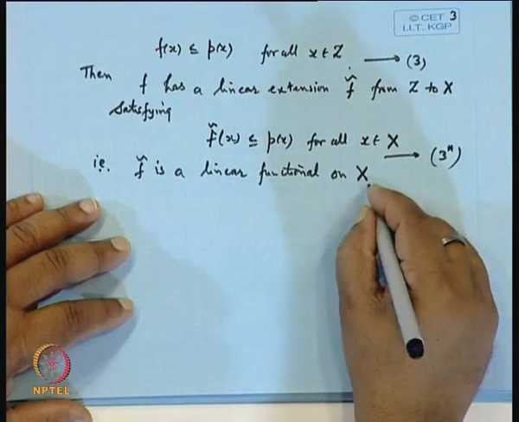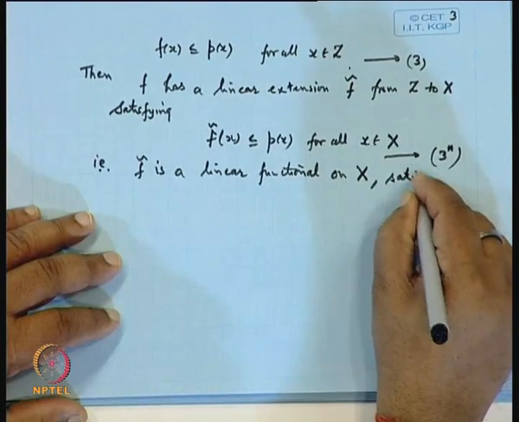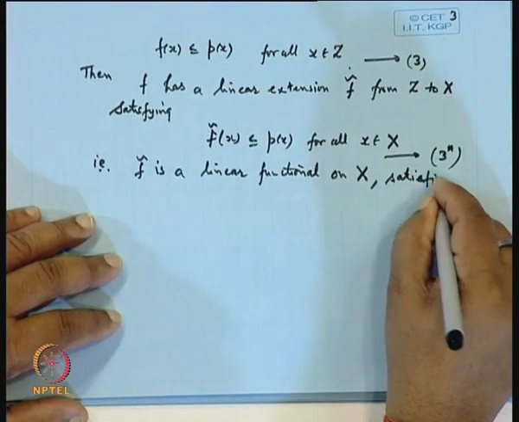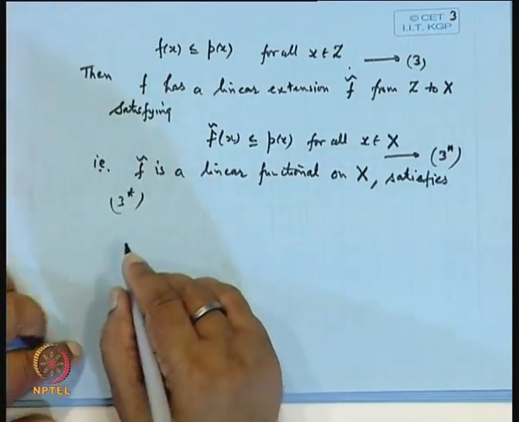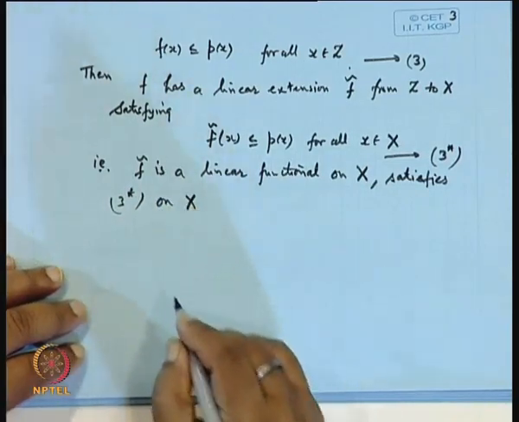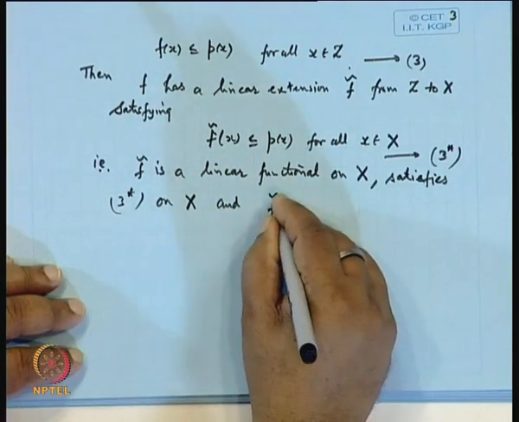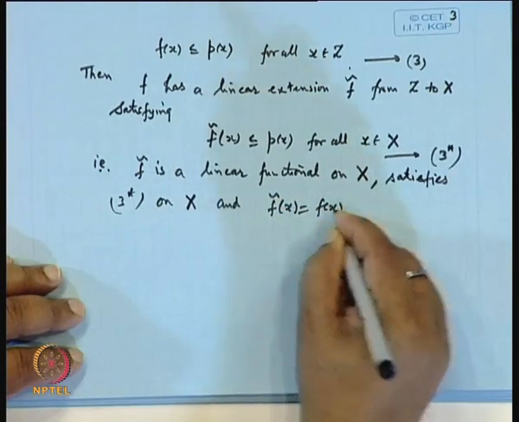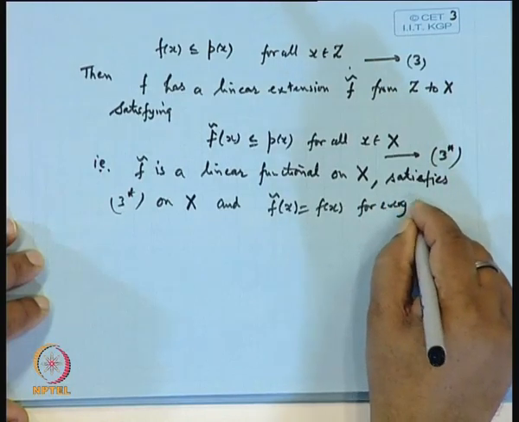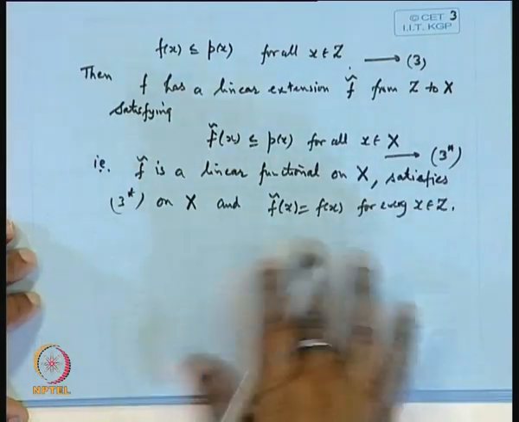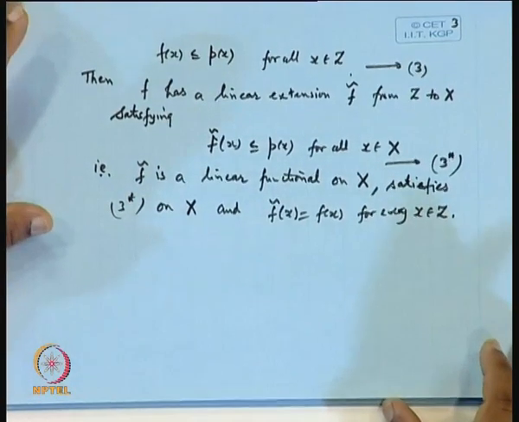and satisfies F delta(x) equal to F(x) when x belongs to Z, for every x belonging to Z. So, it is an extension of F. Okay? Clear? So, this is the statement for the real case.